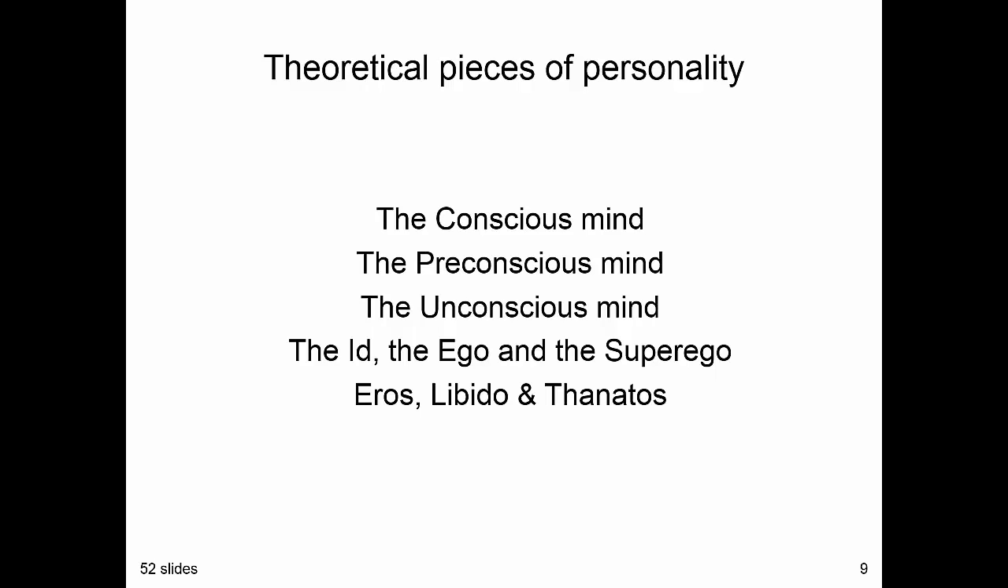Welcome back to the Freud lecture in personality theories. We just finished with Freud's history. Now let's begin with his theory. Some of the major portions of his theory include the conscious mind, the preconscious mind, the unconscious mind, the id, the ego and the superego, eros, libido, and thanatos, and we'll also look at the psychosexual stages.